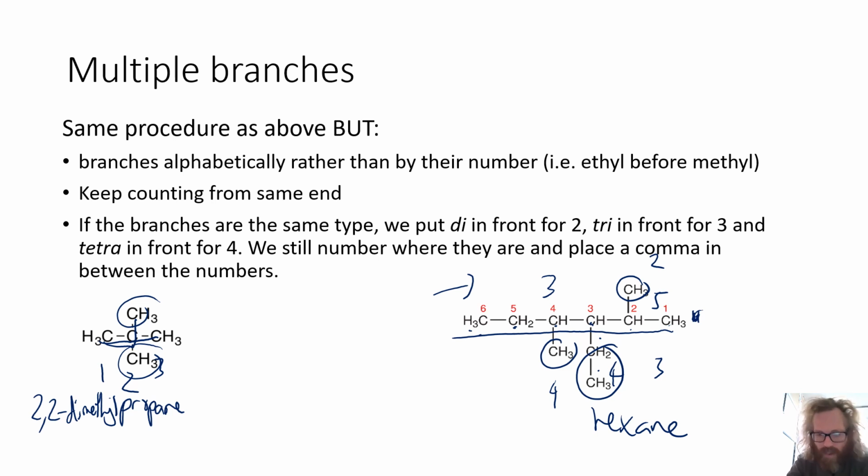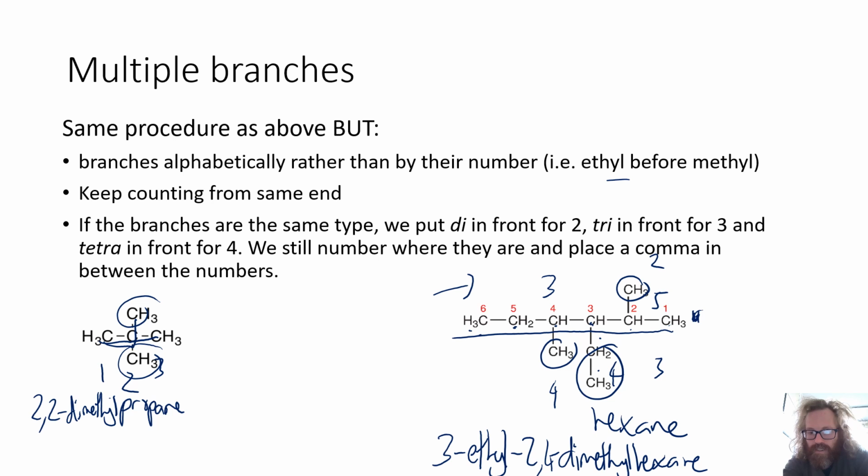So I might just rewrite that name. I do it alphabetically based on their name, so I'm going to have my ethyl before my methyl. So it's going to be 3-ethyl, hyphen, then 2,4-dimethyl hexane. So we can already get to a really complicated looking name from what we've just done.